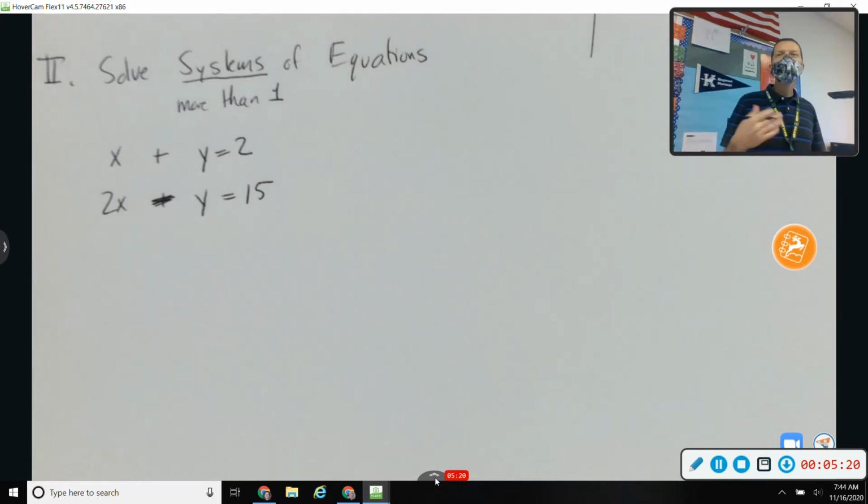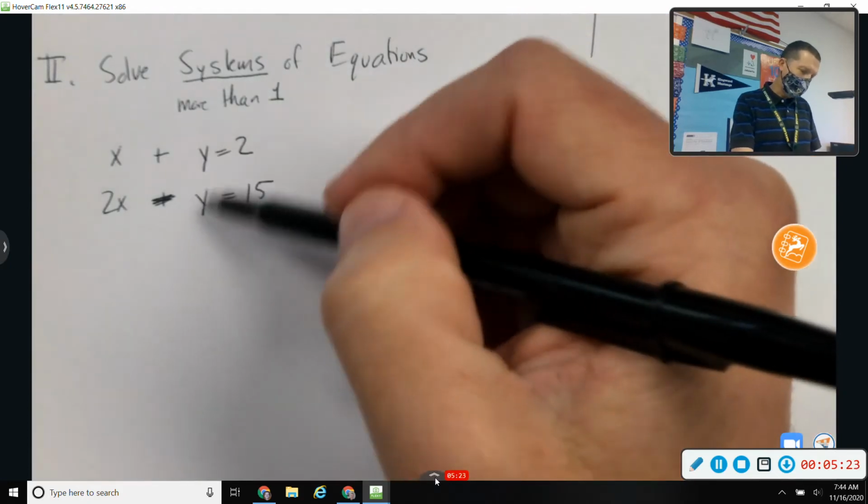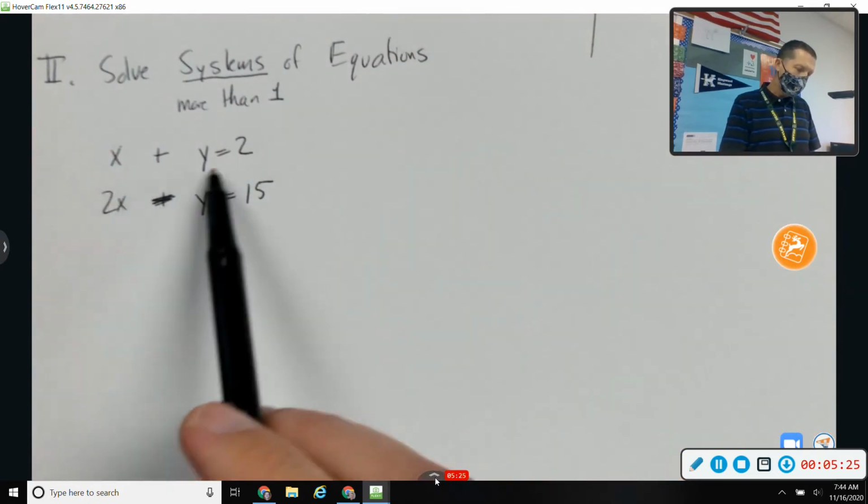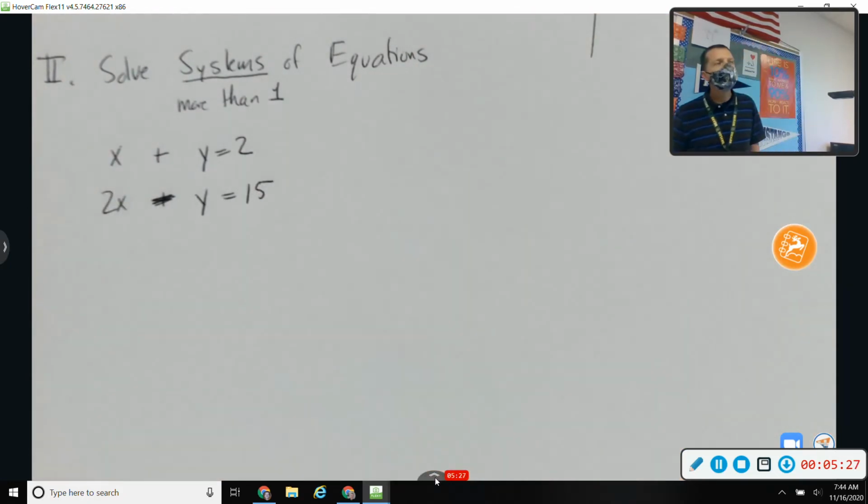Now we know how to solve that by hand. You could add those together and get 3x equals 17. And then you get x equals 17 thirds. Then you have to plug in 17 thirds, which would be a real pain. We're going to do this a different way.